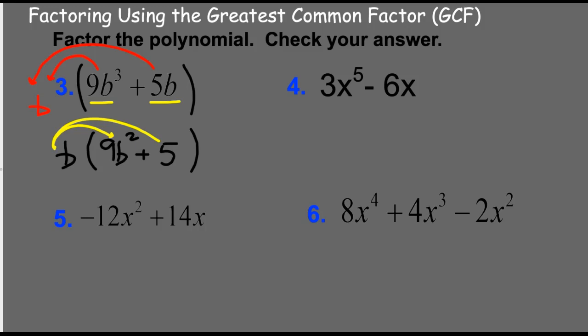Okay. Next one, number 4. Common factors between 3 and 6. That would be a 3. And they both also have an x. So for this one, I could take out a 3x.